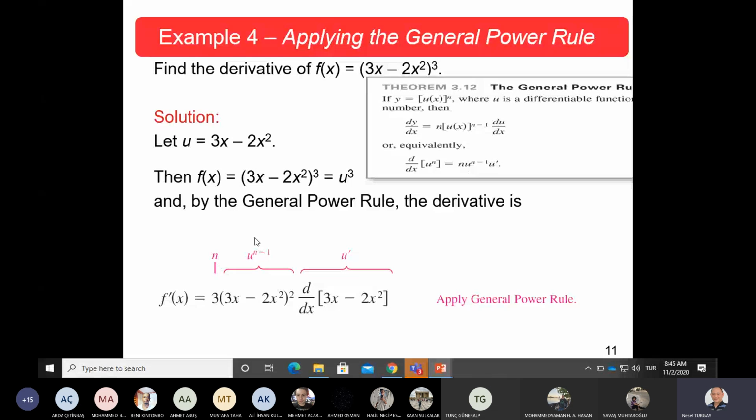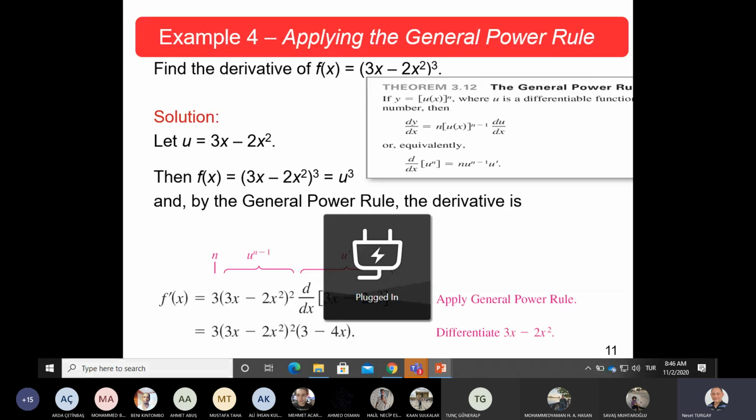Now, what you are doing here, basically, you are just using the power rule. So 3 comes before, then this guy to the power 2. So u to the power 2 times the derivative of the inside function. What is the derivative of the inside function? Here, then the answer comes as 3 times this one times the derivative of this, 3 minus 4x.